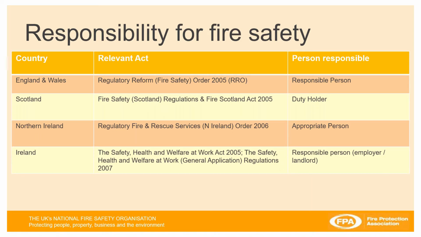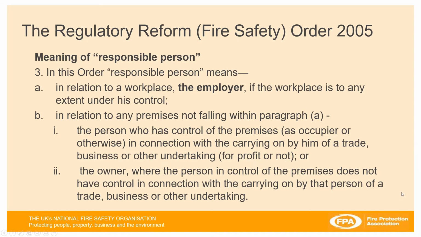But if we think about responsibility, we all recognise, I'm sure, that through the various pieces of legislation that exist across the UK, there are a number of different ways of referring to responsibility, and I'm going to focus on the Regulatory Reform Fire Safety Order, the RRO in England and Wales. Where we might call somebody a responsible person here, in Scotland they're called a duty holder, in Northern Ireland an appropriate person, and in Ireland the responsible person could be the employer or a landlord. But in real terms, their roles and responsibilities are pretty much the same.